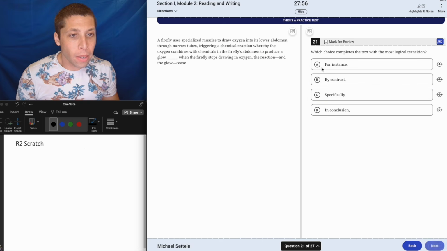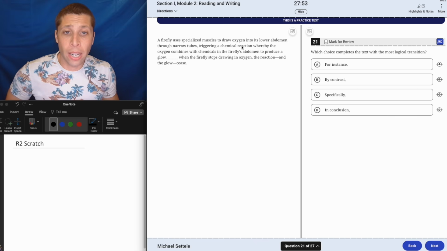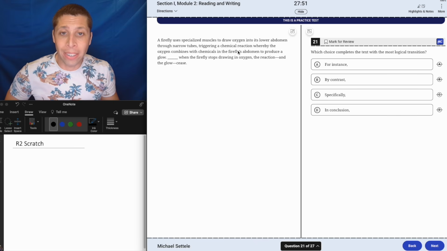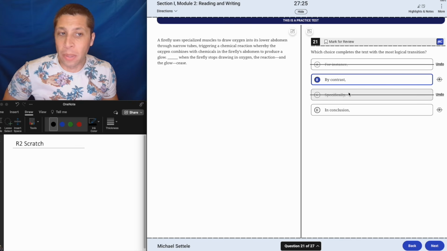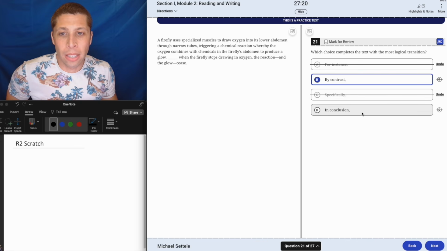Good. A firefly uses specialized muscles to draw oxygen into its lower abdomen through narrow tubes, triggering a chemical reaction whereby the oxygen combines with chemicals in the firefly's abdomen to produce a glow. When the firefly stops drawing in oxygen, the reaction and the glow cease. So this is a contrast, right? By contrast, when the firefly stops drawing in oxygen, the reaction and the glow cease. So it's not an example of the first thing. It specifically means, for example, and why would it be a conclusion? It's kind of a different point.